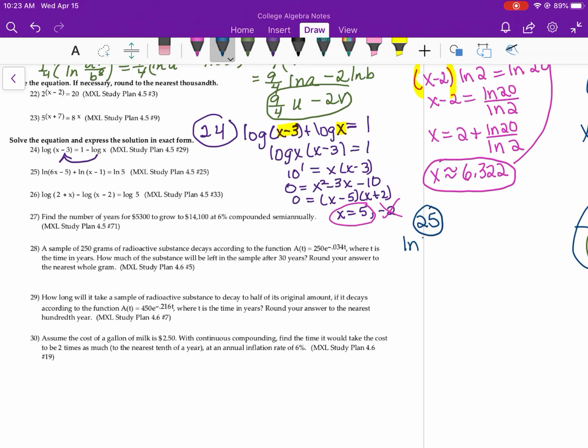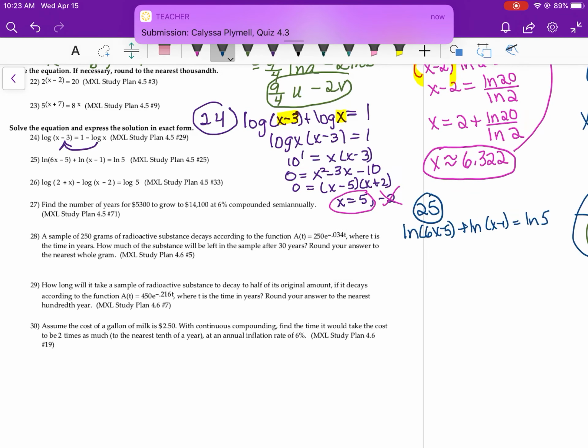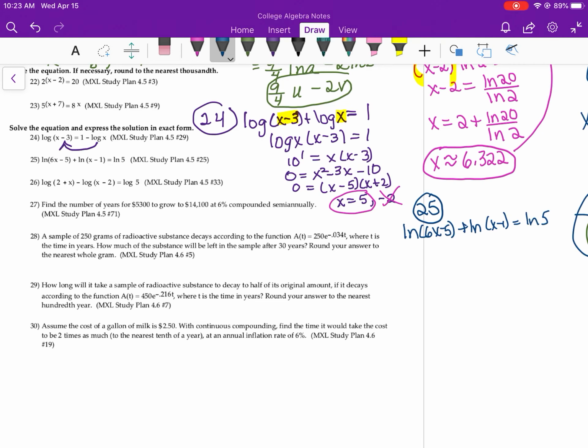It's the ln of 6x minus 5 plus the ln of x minus 1 equals the ln of 5. Okay, I notice with this problem, I have natural logs on for each term. I'm going to condense these two together first. Then I'm going to drop the logs off at each side. I can do that because there's one on each side.